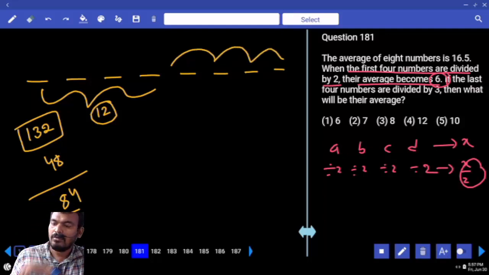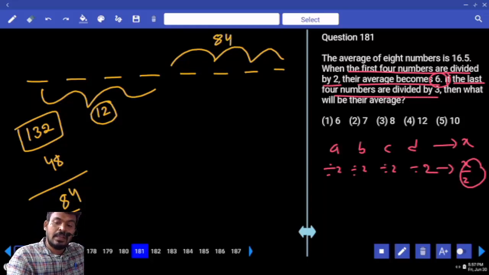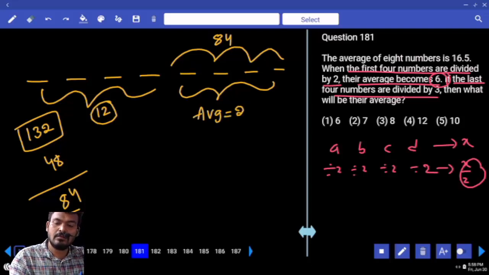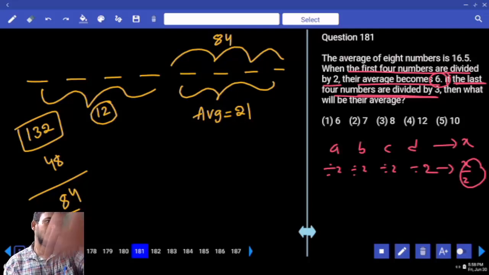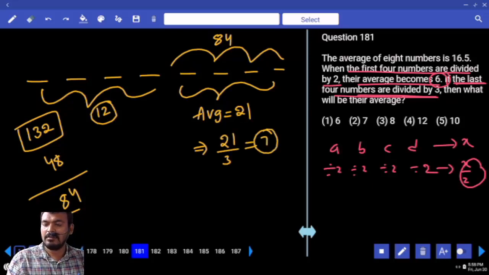Remaining 4 numbers. What is the next condition? The last 4 numbers are divided by 3. The last 4 numbers' sum is 84, so the average is 84 by 4, which is 21. But the condition says the last 4 numbers are divided by 3, meaning each number is divided by 3, so the average is also divided by 3. The new average is 21 by 3, which is 7.